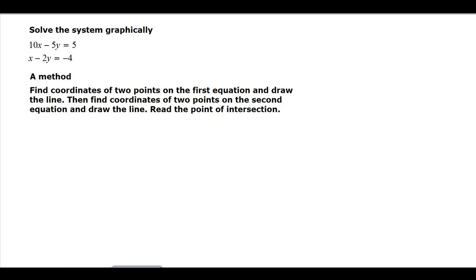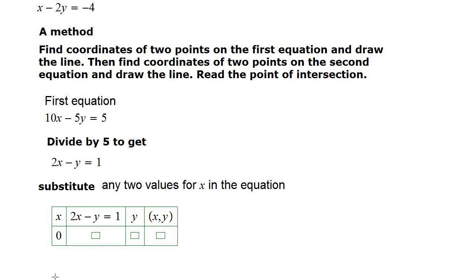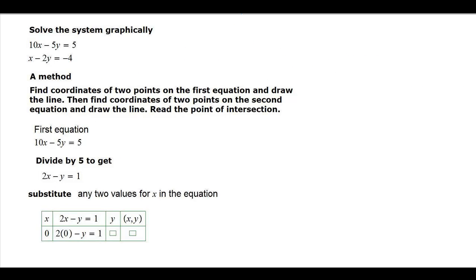Okay, so what we do is that we have this as our first equation. You can see that 5 is the lowest common denominator, so we can reduce it to 2x minus y equals 1. Then we will substitute any two values of x in the equation. Let's substitute x equals 0 in this equation, and then we shall just solve it. When we put x equals 0, this is the equation that we get.